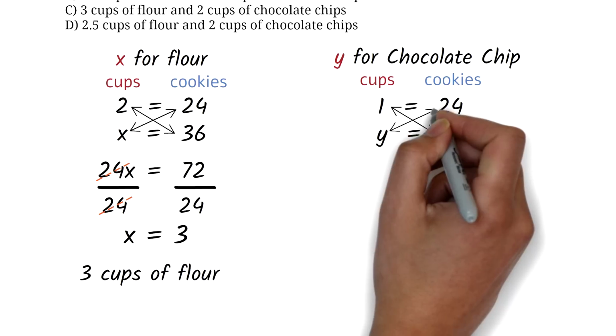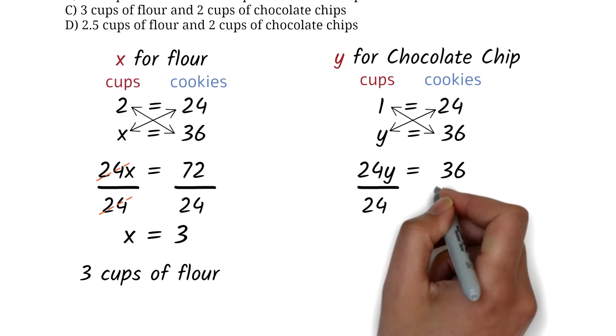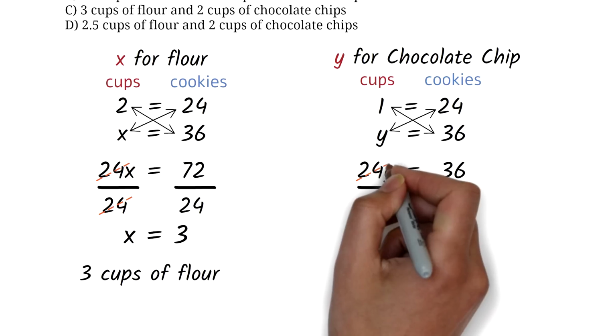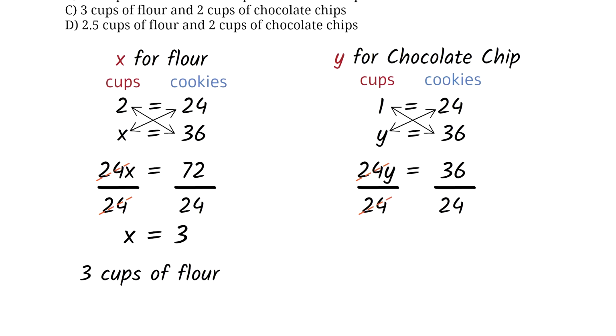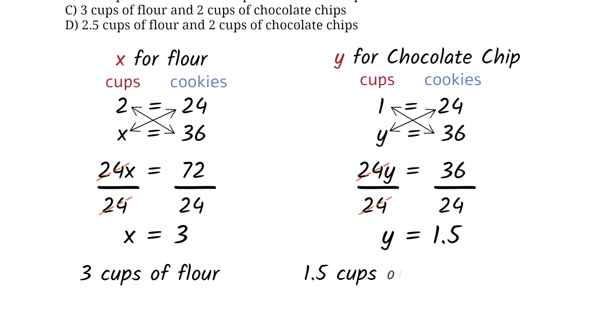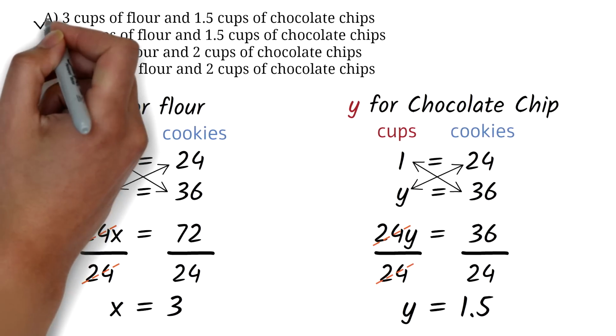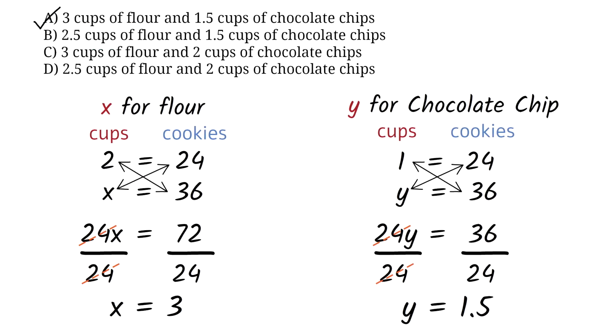Then Y times 24 is 24Y. We solve for Y, divide through by 24. The 24 will cancel out. 36 divided by 24 is 1.5. So she'll need 1.5 cups of chocolate chips. So the correct answer is A, 3 cups of flour and 1.5 cups of chocolate chips.